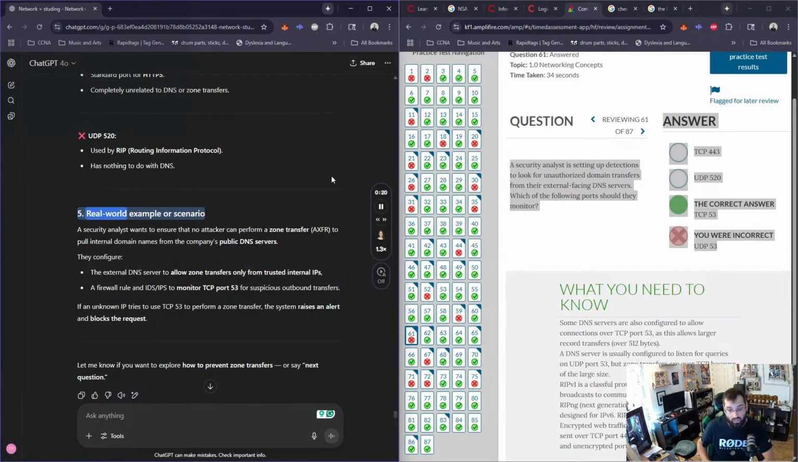Real-world example or scenario. A security analyst wants to ensure that no attacker can perform a zone transfer (AXFR) to pull internal domain names from the company's public DNS servers. They configure the external DNS server to allow zone transfers only from trusted internal IPs. A firewall rule and IDS are set to monitor TCP port 53 for suspicious outbound transfers. If an unknown IP tries to use TCP 53 to perform a zone transfer, the system raises an alert and blocks the request.